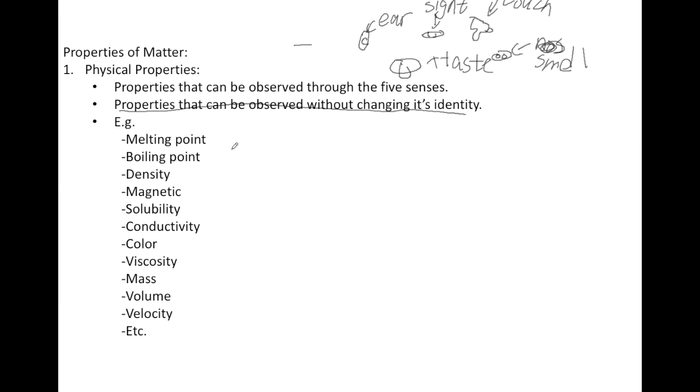And examples are melting points, boiling points, density, if it's magnetic or not, solubility, conductivity, color, viscosity. It's just how sticky a thing is. Mass, volume, velocity, etc. There are a lot of physical properties, and they're all very cool. So these are all for today, and tomorrow we're going to start my personal favorite part, the atom.